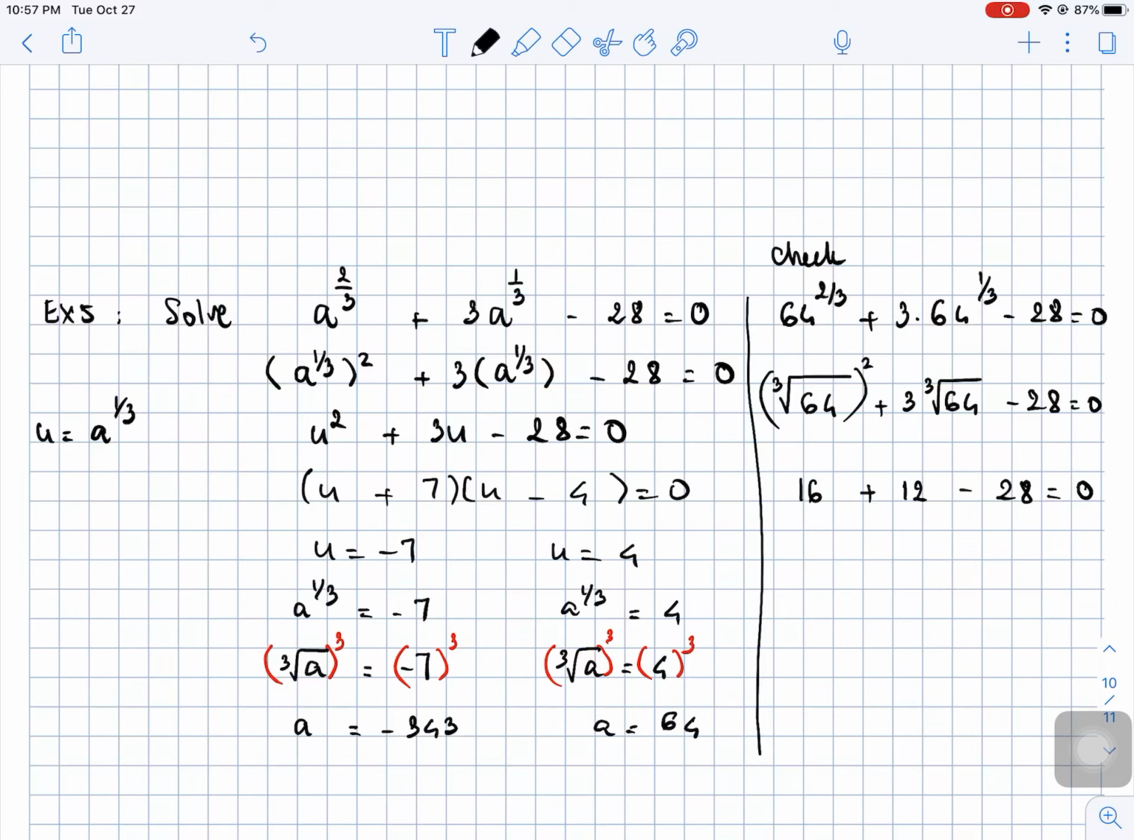So you check the same thing for -343. And the answer we will get for this problem is x equals -343 and 64.